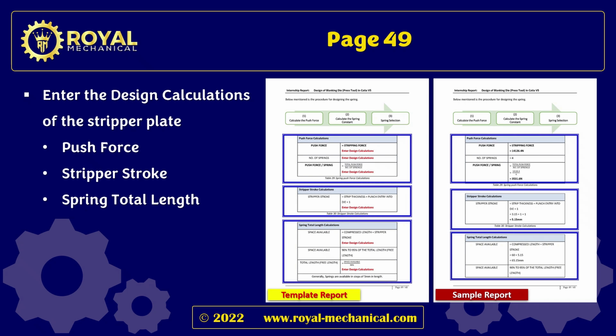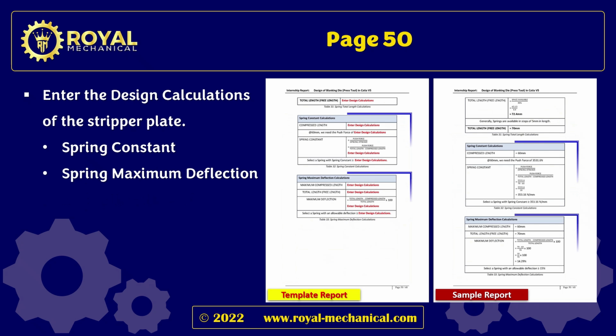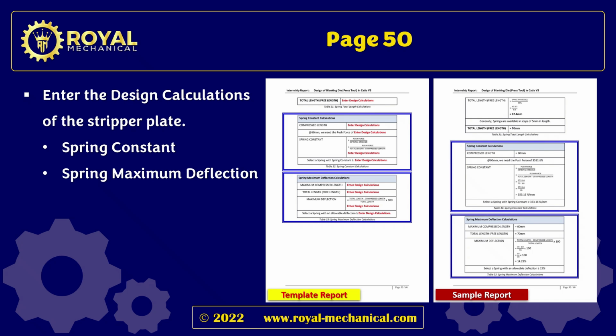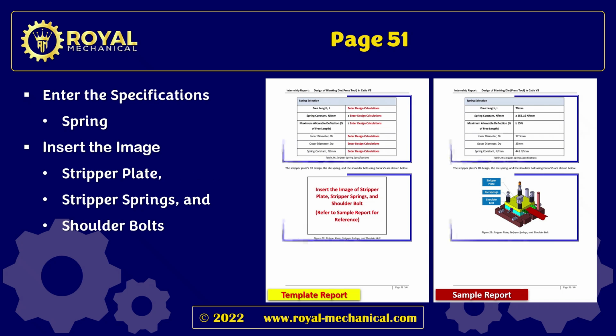On page 49, enter the design calculations related to the push force, stripper stroke, and spring total length of the stripper plate. On page 50, enter the design calculations related to the spring constant and spring maximum deflection of the stripper plate. On page 51, enter the details of the spring selection. Also, insert the image of stripper plate, stripper springs, and shoulder bolts.